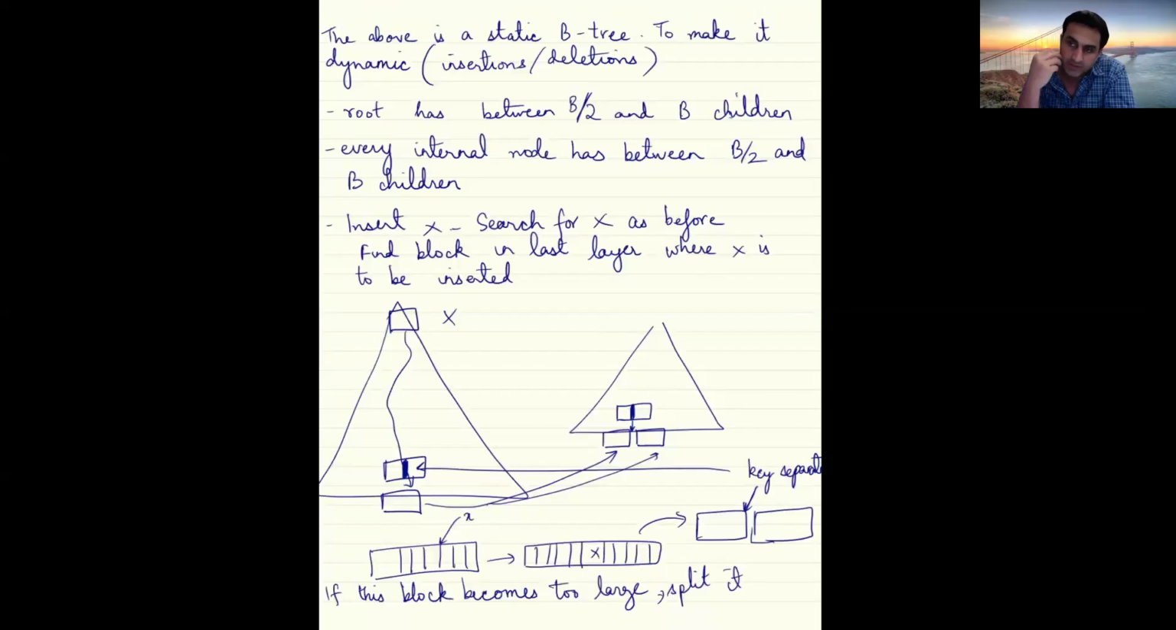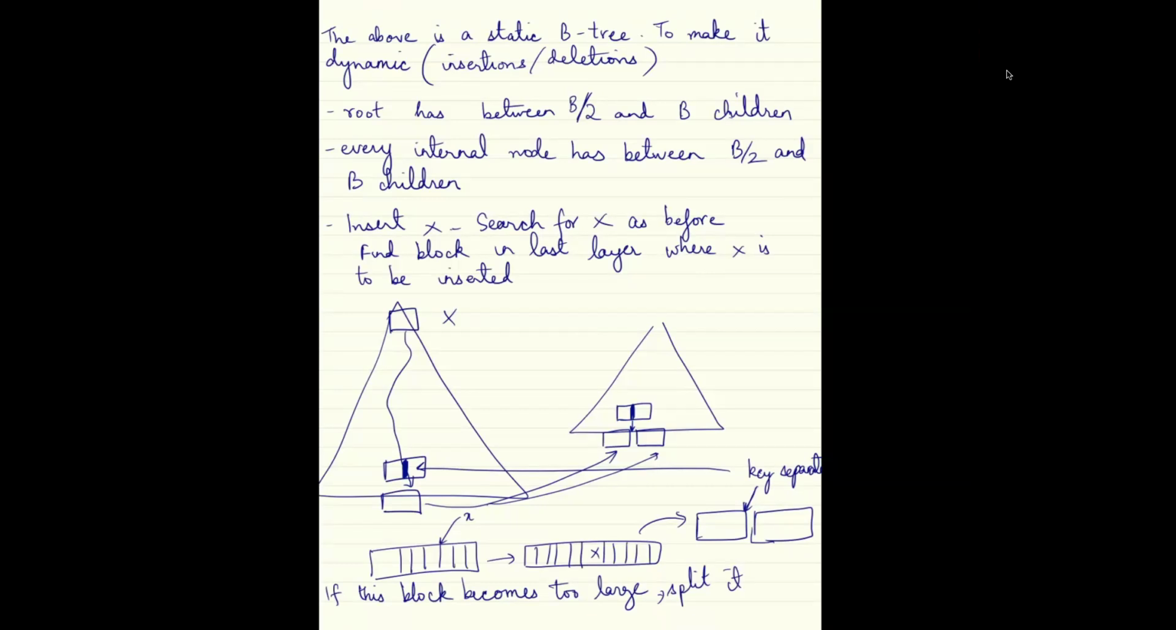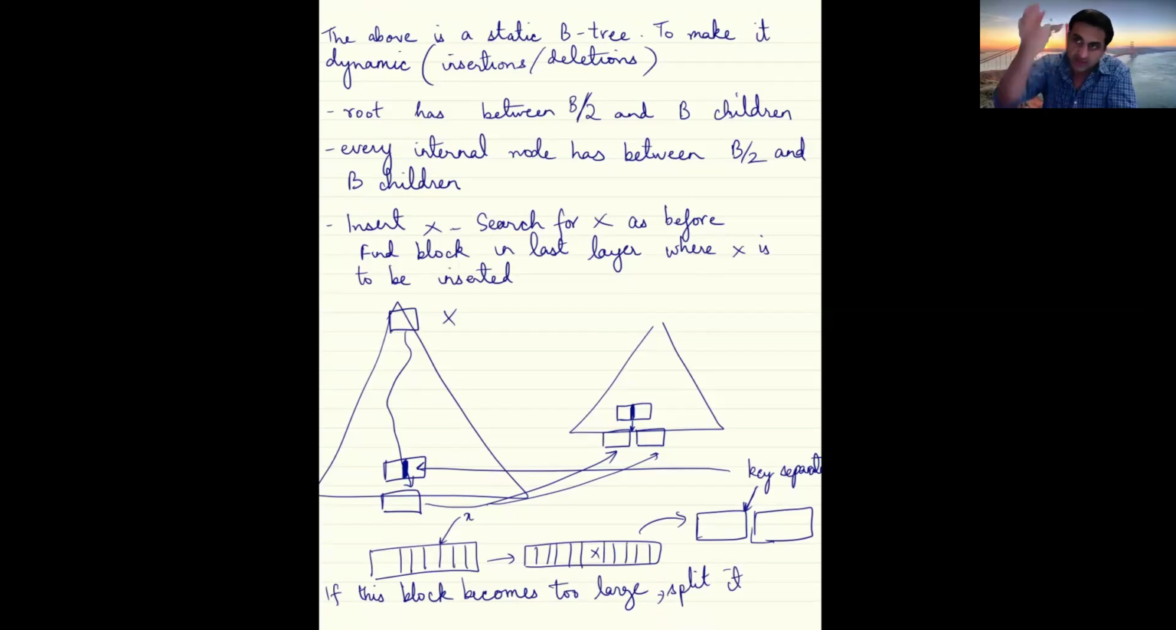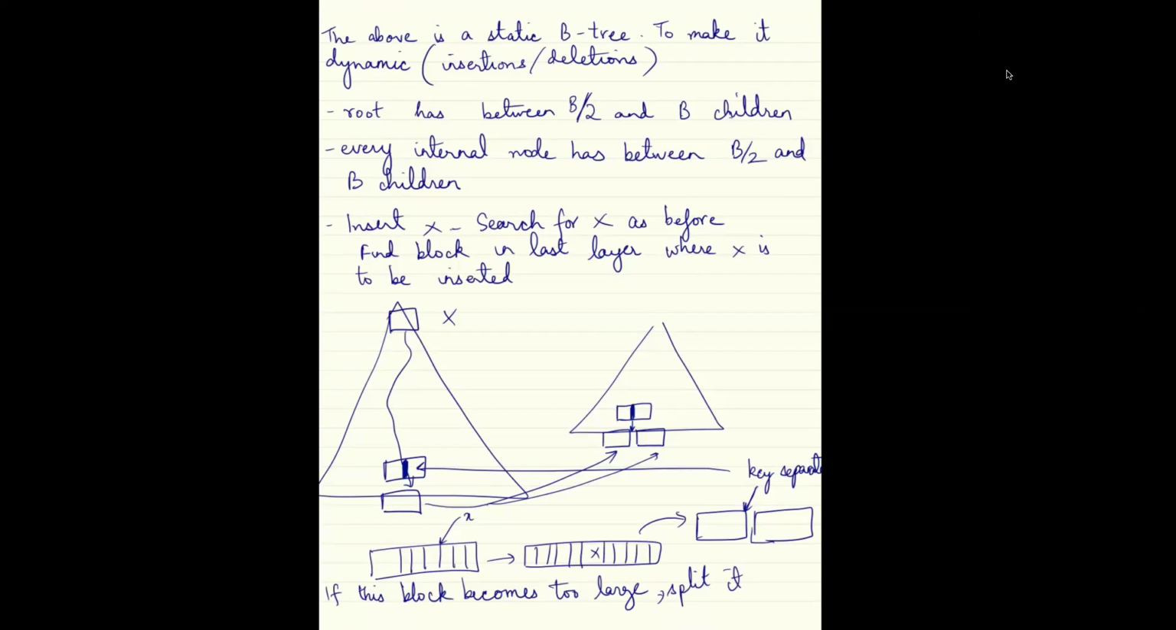But at some point, if the parent's degree becomes more than B, then the parent needs to be split. So this can trigger a change all the way up to the root. And then you will have an extra level. The root will be split, you will put one more node above, and then you will connect it to the others. Okay.